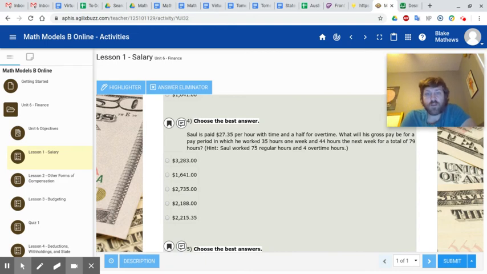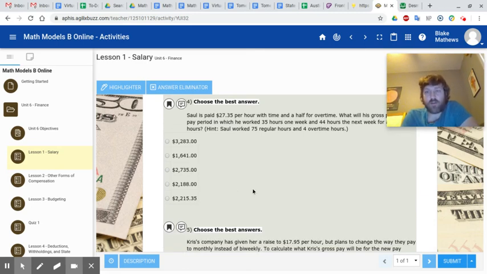Now this one's different. Here we have 75 regular hours and 4 overtime hours. They even do that math for you, which is really helpful because you're going to do the hourly wage times 75. That's the amount of regular pay. And then you're going to do the wage times time and a half, 1.5, times 4. And that's going to be the overtime pay for that. Add those numbers together, and then you're going to find the value there. That's going to be like number 2.